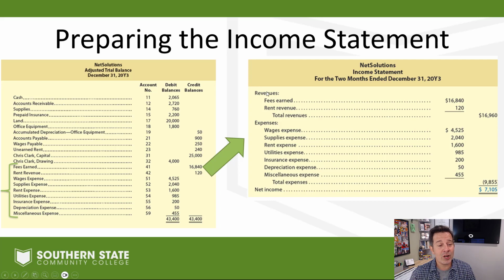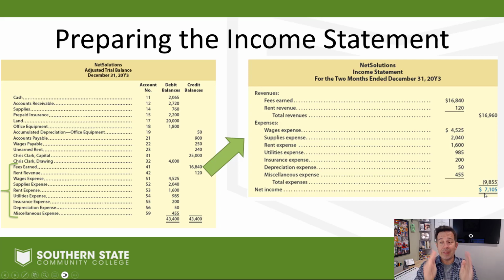You can see we have revenues, fees earned, rent revenue, and then we sum them up and get a total revenue amount. Then we have all our expenses. They're all right there. We just pull them over one at a time, add them up, we get total expenses. So revenue minus expenses gives me a net income.